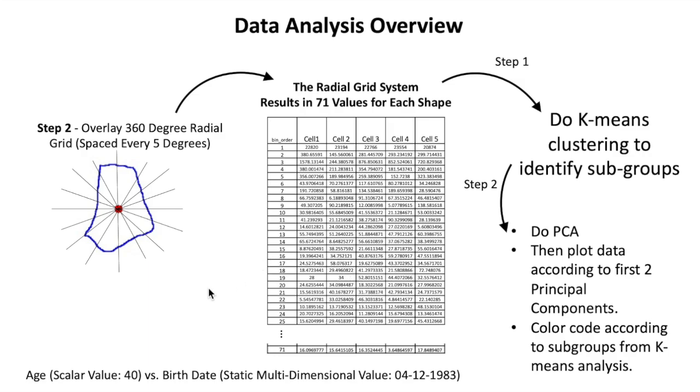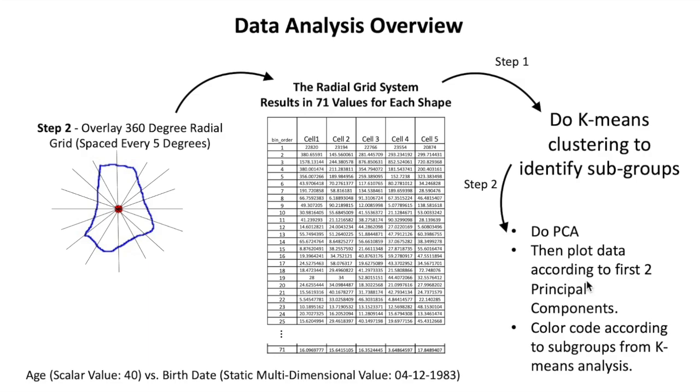As an analogy, your age is a scalar value, that is, I am 40, but my birth date is a static multidimensional value, that is, I was born on April 12th, 1983. And though you can derive my age from my birth date, it provides a lot more information than my age does. Once we have obtained the data outputted by ShapeGenie, we do k-means clustering to identify subgroups, and then we do principal component analysis to find the greatest differences in that data set.